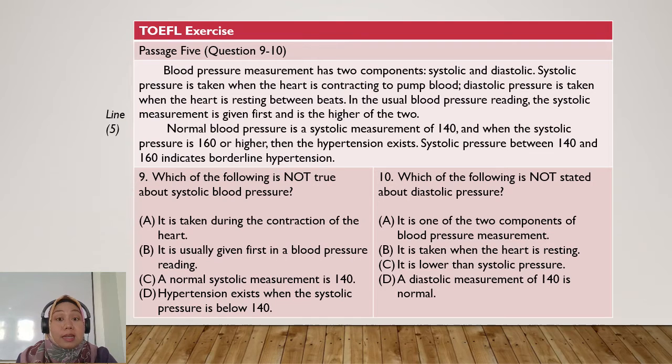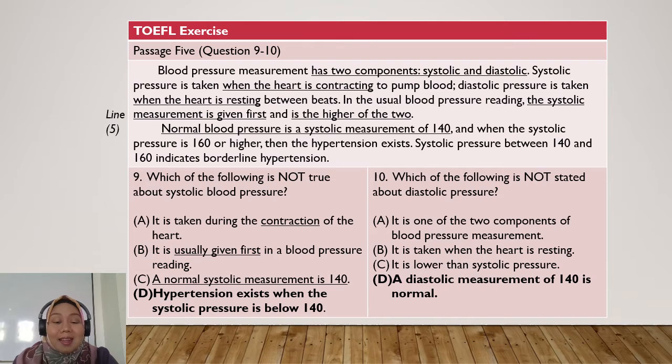We have questions 9 and 10 here. You might want to pause the video and read the question, then find the keyword in the question. Then find the keyword in the passage and find which is not true according to the passage for question number 9, and which is not stated about diastolic pressure for question number 10. All right, what are the answers for questions 9 and 10?